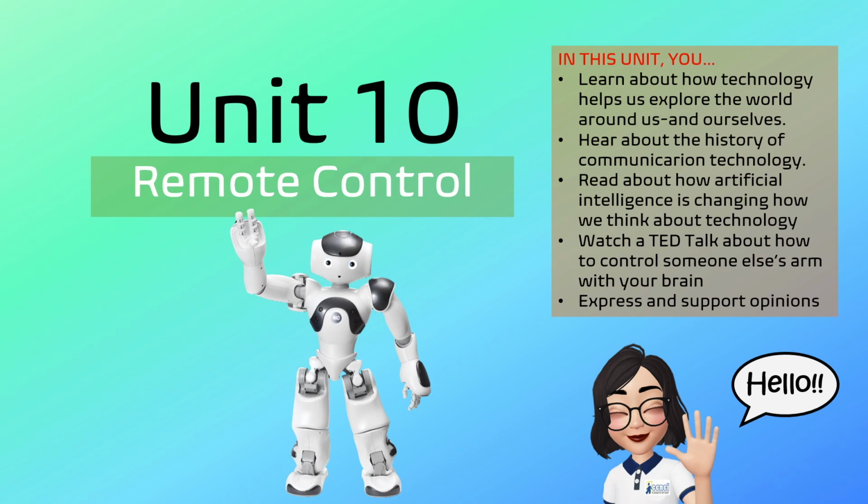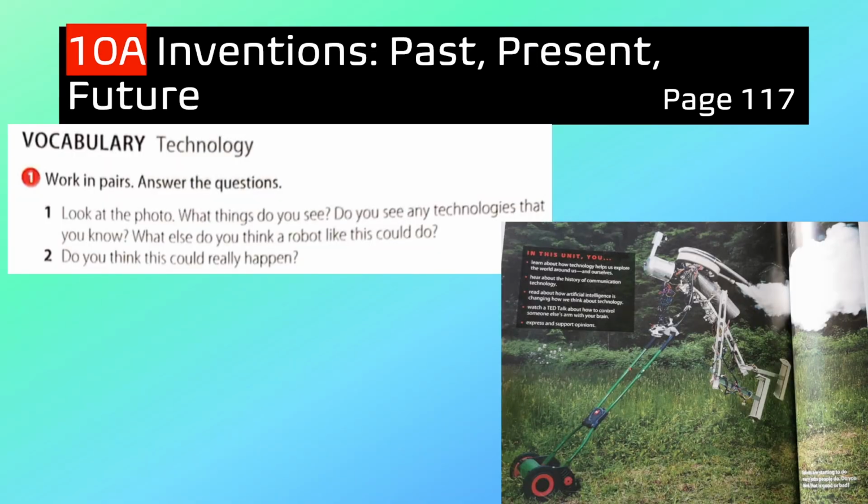So let's start. Today we're going to be doing Unit 10A, and the title is Inventions, Past, Present, and Future. I need you to please go to your student book on page 117. First we have the section for vocabulary. As I told you before, we're going to be talking about technology a lot in this unit. In the first exercise, we have to look at these questions. The first one is, look at the photo. What things do you see? Do you see any technologies that you know? What else do you think a robot like this could do?